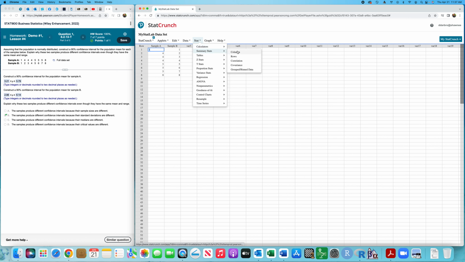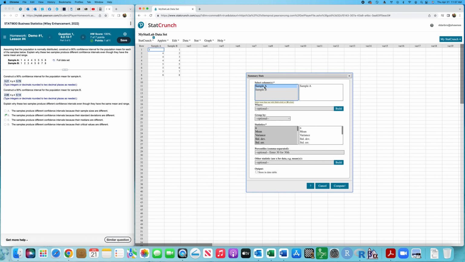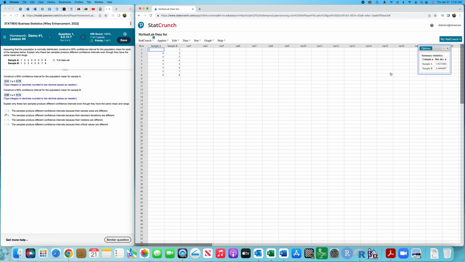And you can actually go to Summary Stats and go to Columns. You can go sample A and sample B and just select the standard deviation. And you can see that the standard deviation for B is quite a bit larger than for A. So that explains the difference in the types of intervals that we get. All right, so next question.